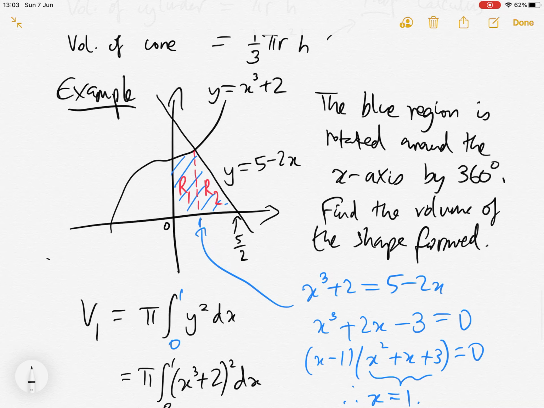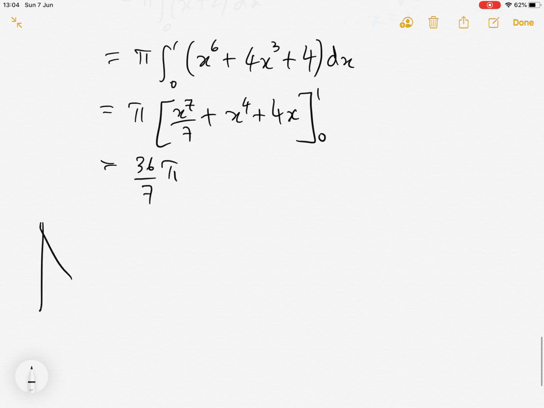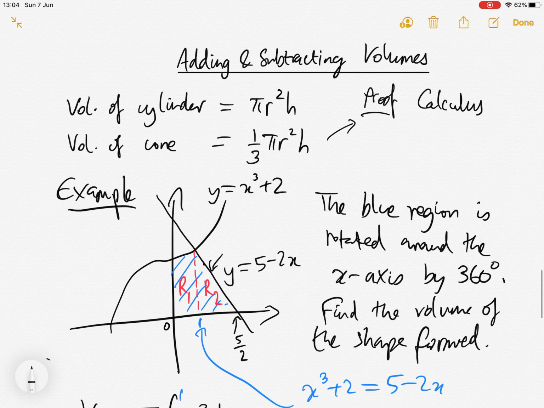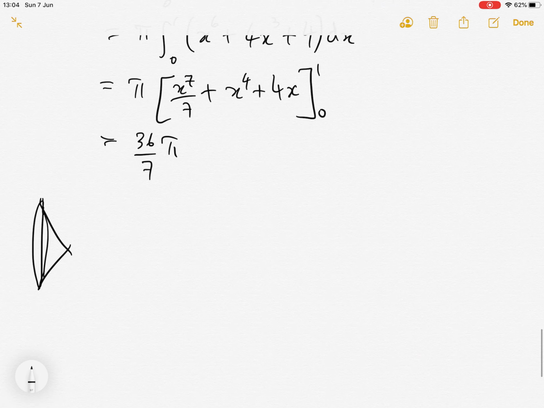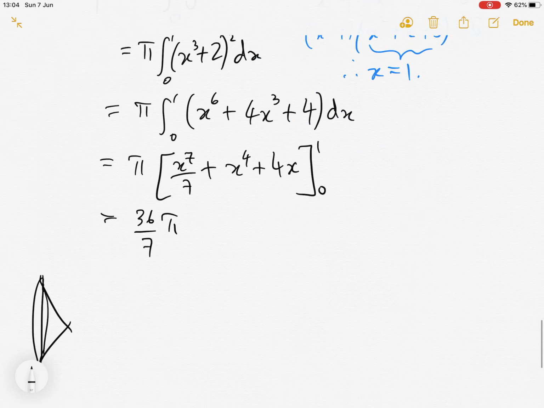Okay, and then this second volume, formed by rotating this part of this line around the x-axis, forms a cone. So V2 is a cone that looks kind of like this, where it's formed by this line y equals 5 minus 2x. So you can do this again by integration, but we don't need to. It's probably quicker just to do the volume of the cone.